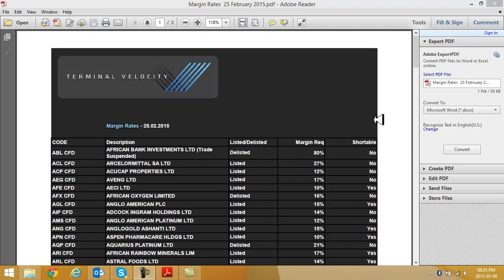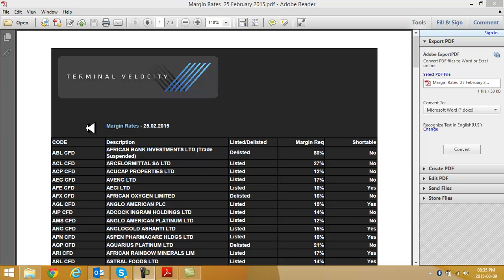Good day, investors. How to read your margin rate list. This list is a very important list for CFD traders, or contract for difference traders. The reason why is this is what shares could be available to be traded on CFDs by your stockbrokers.